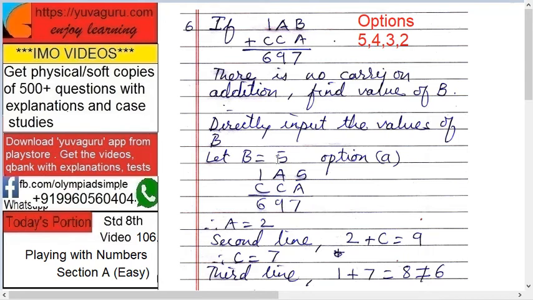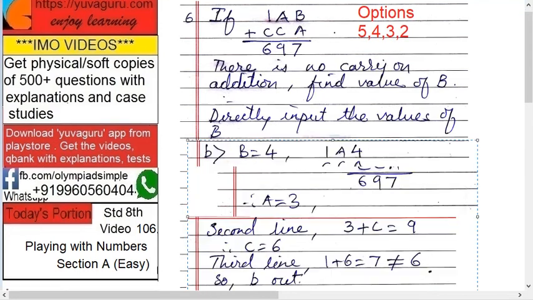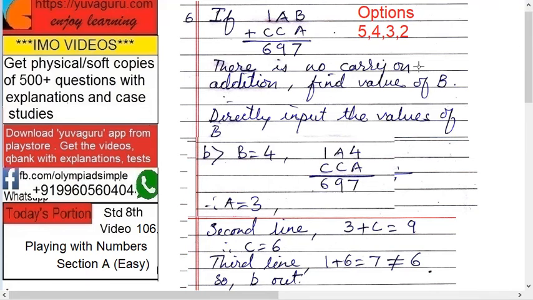So let's try with B equals 5, because that's the easiest way. B equals 5. So what happens? 1A5 plus CCA equals 697. So 5 plus A equals 7, A becomes 2. Now A is 2 means what? 2 plus C equals 9, so C becomes 7. So in the third line what happens? 1 plus 7 equals 8, but this is 6. So this is not the correct option. B cannot be 5 then.